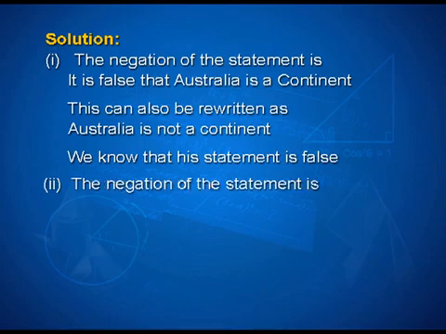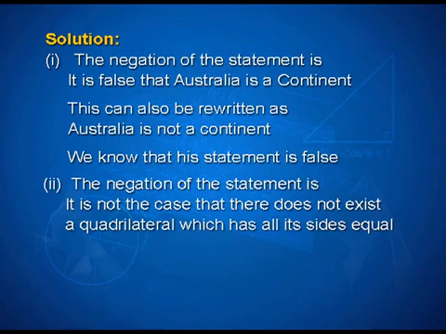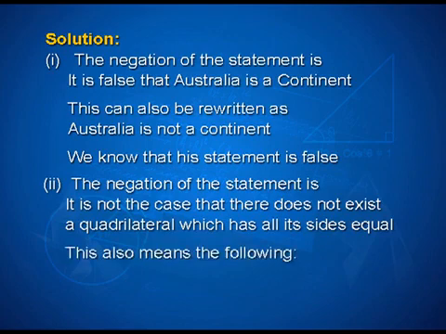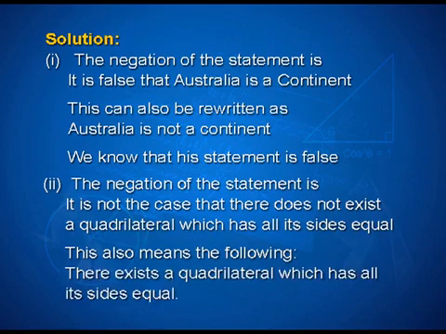Second, the negation of the statement is: it is not the case that there does not exist a quadrilateral which has all its sides equal. This also means the following: there exists a quadrilateral which has all its sides equal. This statement is true because we know that a square is a quadrilateral such that its 4 sides are equal.